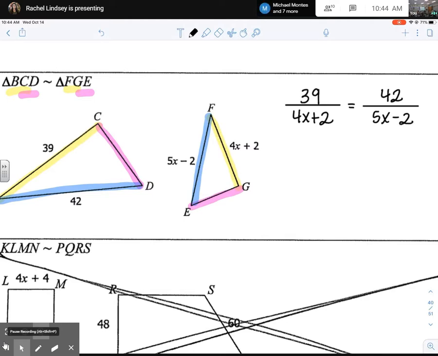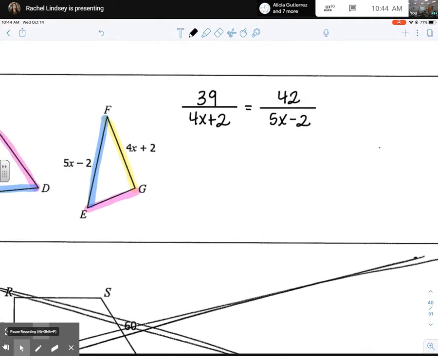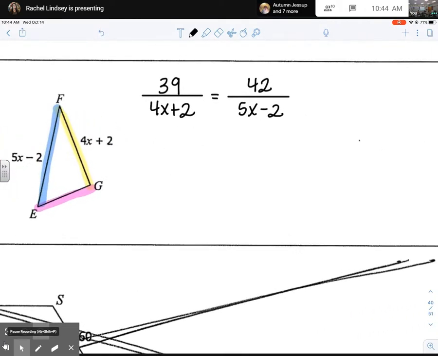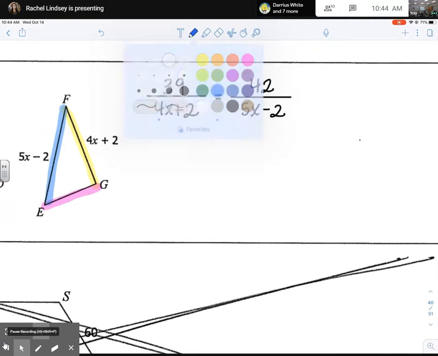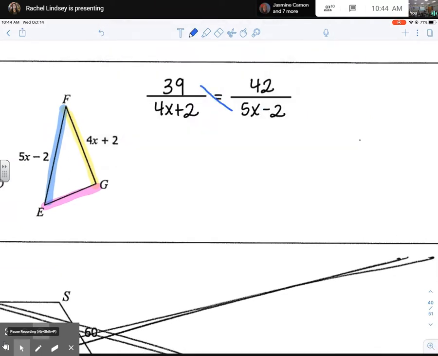And that's how it should look. So I have yellow over yellow, blue over blue. So that one's already set up. And then you can't simplify anything, so all you gotta do is just cross multiply.